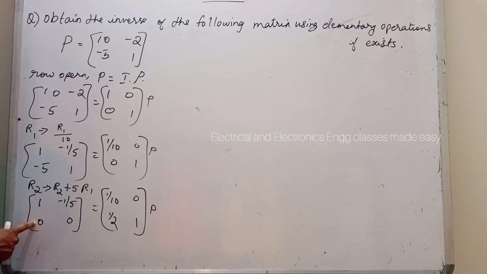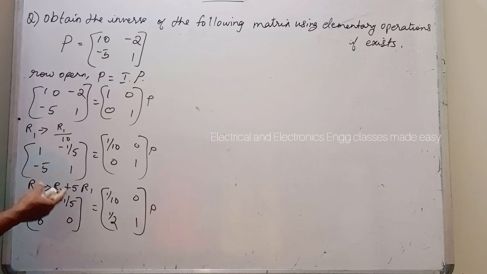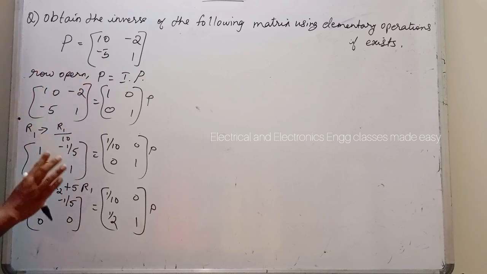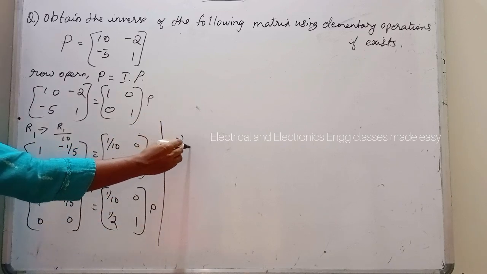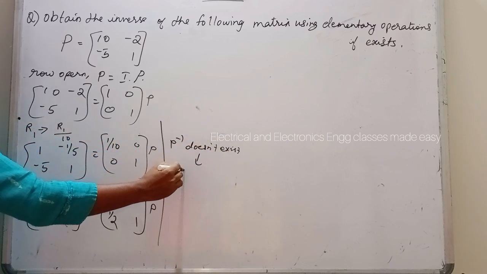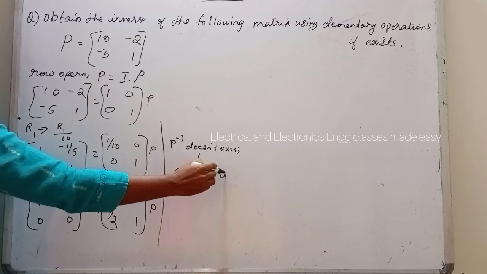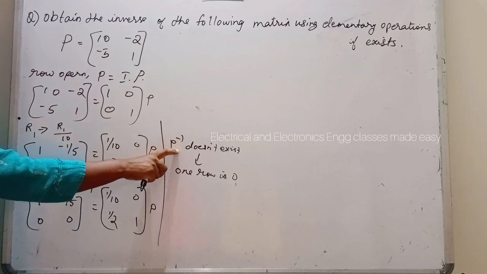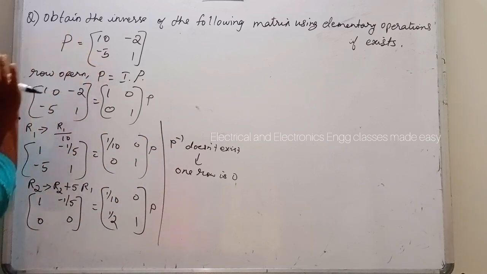So here, look, this one row is 0. So in the previous class we have discussed that if one or more rows in this LHS is 0, then the inverse of the matrix doesn't exist. So here P inverse doesn't exist because one row is 0. So P inverse does not exist for this matrix.